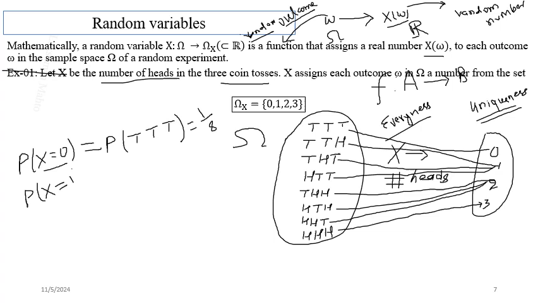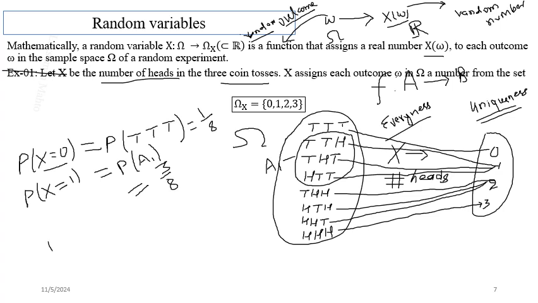So, if you are talking about X equal to 1, it is equivalent to say that we are computing probability of an event in the sample space. X equal to 1 is equivalent to an event, these three outcomes in the sample space. So you call it set A1. You will compute probability of A1. What is the probability of A1? 1 by 8 plus 1 by 8 plus 1 by 8. How many times? 3 times. So it is 3 by 8.